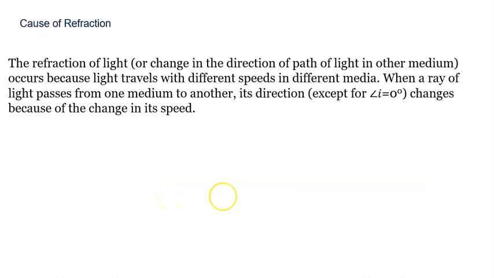Cause of refraction of light. The refraction of light occurs because light travels with different speed in different media. Speed of light is different in air, speed of light is different in glass, speed of light is different in water, and so on. So when a ray of light passes from one medium to another medium, except angle of incidence 0 degree, it always bends, or you can say there is a change in speed. This is the main reason of refraction.